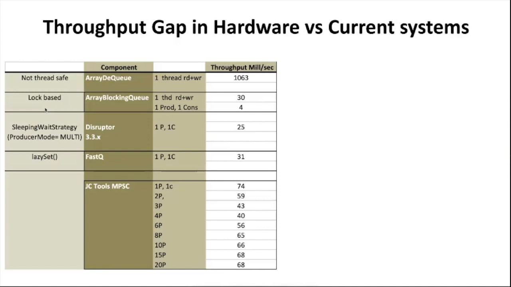So lock-based queues are very expensive. Concurrency is expensive. Then I tried the Disruptor queue, which is what the Storm 1.x line uses. And with one producer and one consumer, it was able to achieve about 25 million per second.